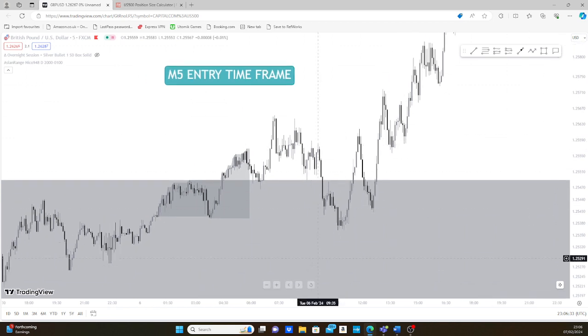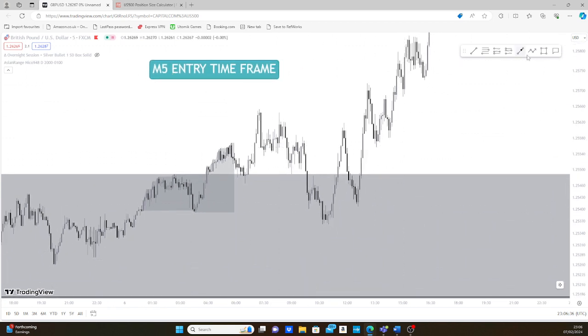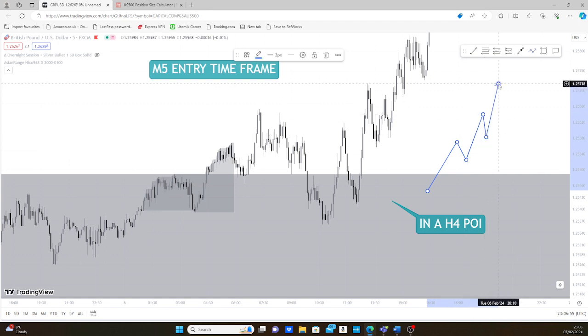So now we want to understand what's actually happened, right? The first thing to understand is that we're in a 4-hour POI. So this is where the time frames are very important. We're in an H4 POI, right? So we understand this is a bullish POI, a demand zone, or simply a bullish fair value gap. We can expect higher prices from here. And that's exactly what happened.